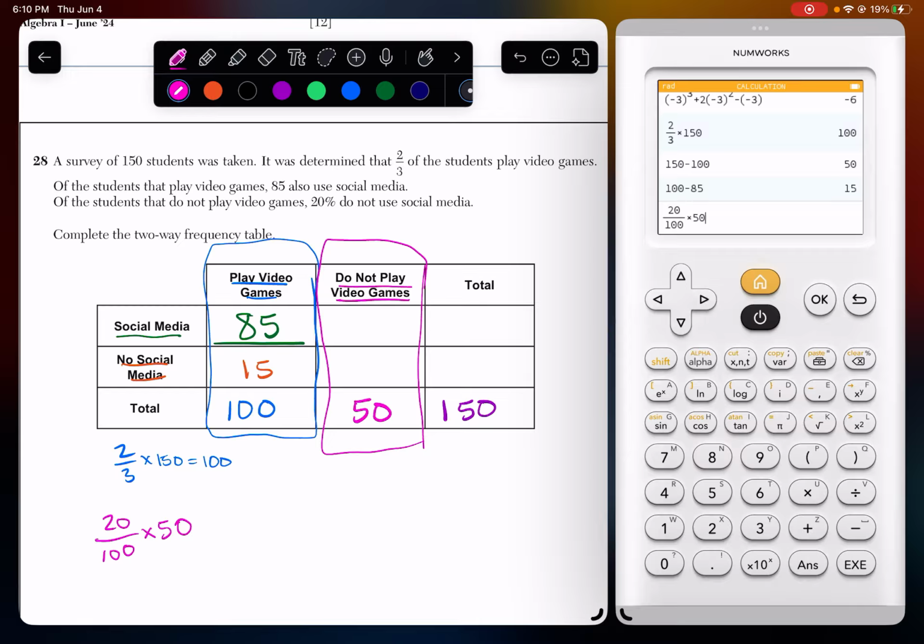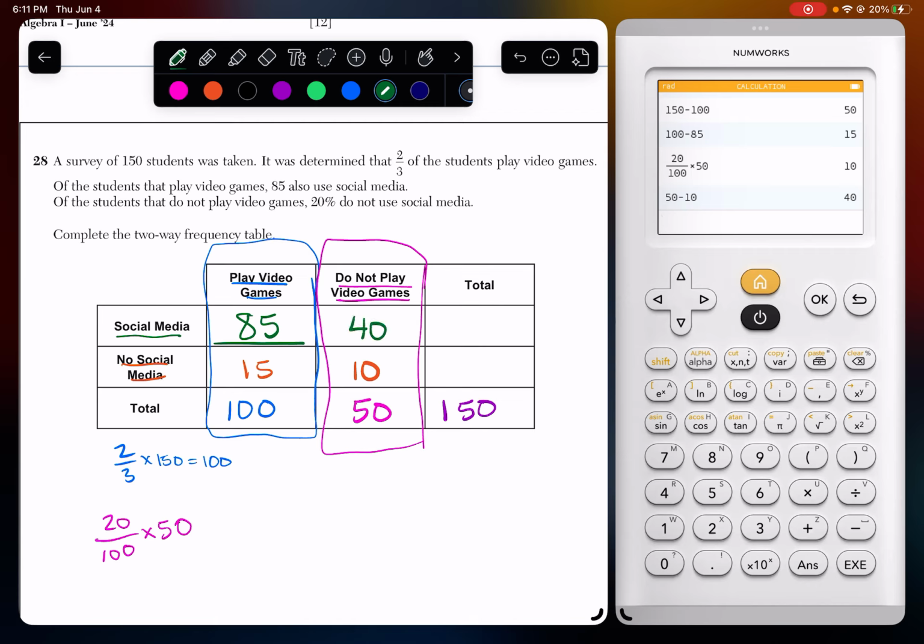So 20% of 50, let's see what that is. 20% of 50 is 10. So that means 10 students do not use social media. If they do not use social media, that is this row down here. I can do 50 minus 10 to determine that 40 of them do use social media, right?